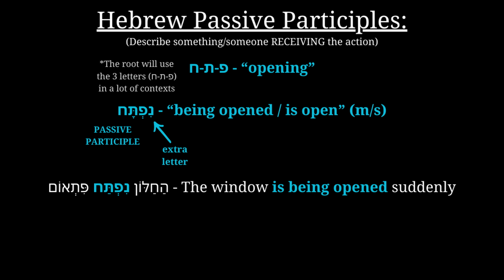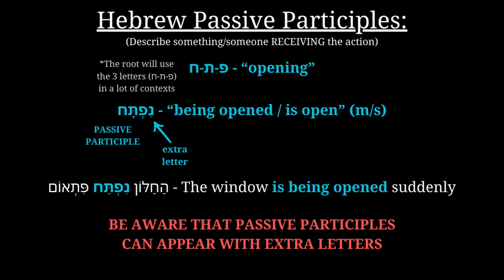In essence, it's not that necessary to show every Hebrew passive participle in every gender and number, because they're very common, and it's easy to find them in many contexts. Just be aware that such words can appear with extra letters, due to their grammatical form as passive participles. In conclusion, this is how participles fully work in Hebrew.